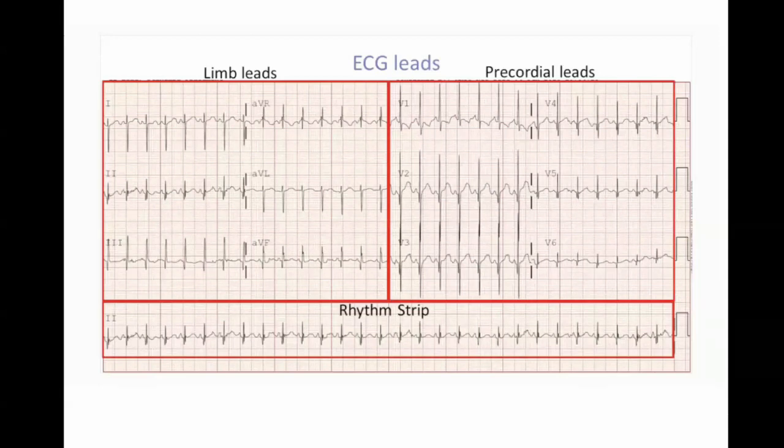The precordial leads are labeled V1 to V6. They capture the electrical forces of the heart in the horizontal plane. The horizontal plane is the imaginary plane that divides the body into superior and inferior portions and is perpendicular to the frontal plane. On the bottom of the recording of an ECG is the rhythm strip, which is a continuous recording of lead 2.